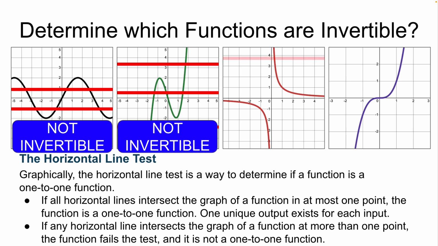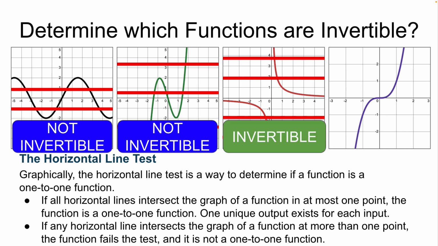Moving on to our third picture, let's draw some horizontal lines to see what happens with this third function. Any horizontal line that I draw is going to touch this graph at most one time. So this function passes the horizontal line test. This function is one-to-one, so it is invertible.